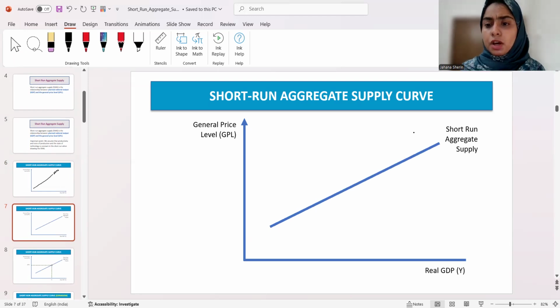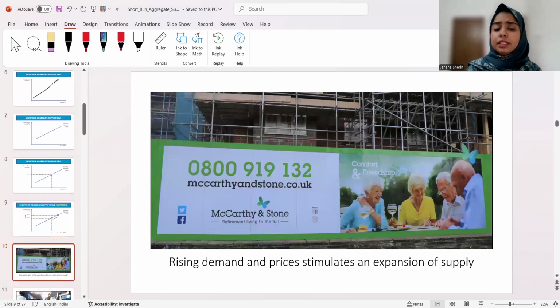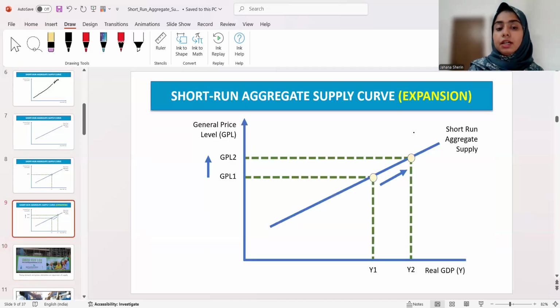Why is there this positive relationship? Why is this aggregate supply a straight line with a positive slope? If the general price level is increasing, why is real GDP increasing? Look here: rising demand and price stimulate, and that causes an expansion of supply. If the price level increases, that actually causes an increase in real GDP. If the general price level of the nation is increasing, which means inflation happens, what happens? The producers are also willing to supply more.